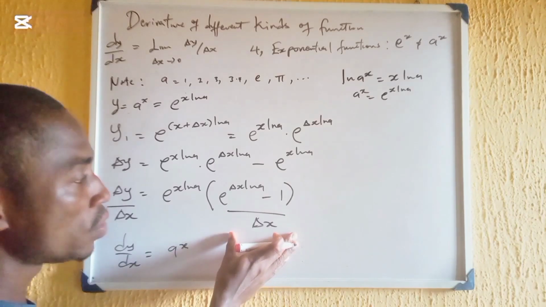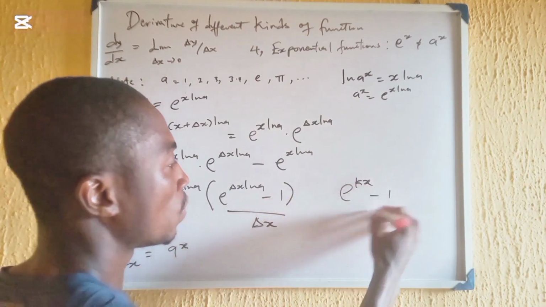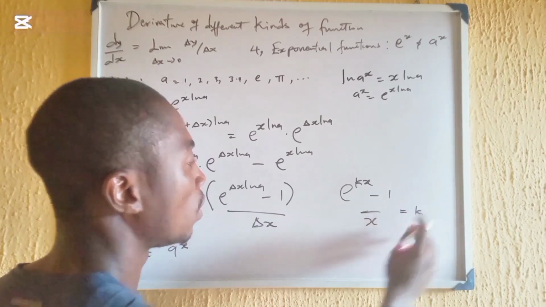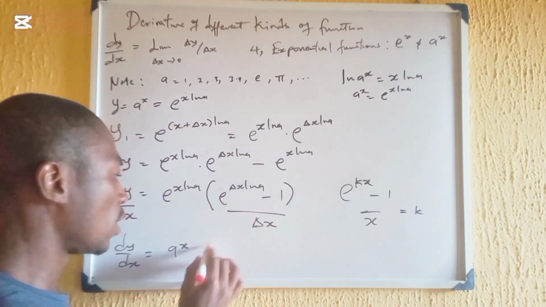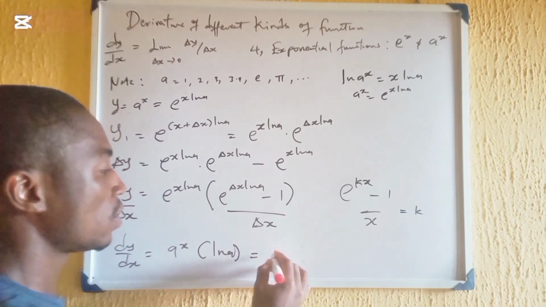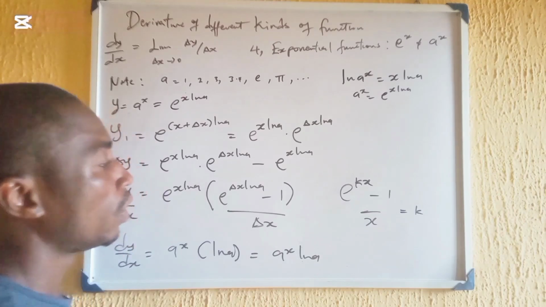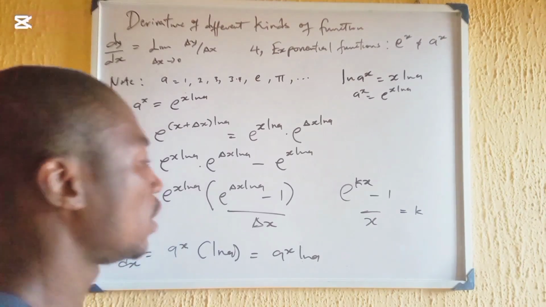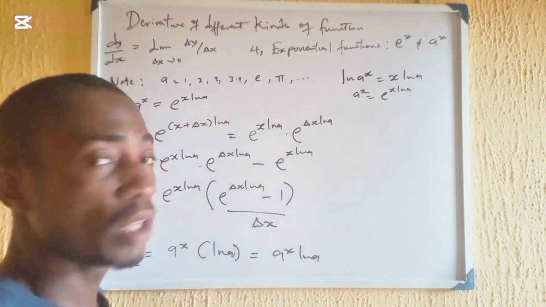Now what will be the limit of this guy? Remember that the limit of e to the power kx minus 1 over x is equal to k. Now we'll compare. What does it mean? That the limit of this guy is equal to ln a. That means dy dx is a to the power x ln a. Now, let's assume that a is e, because we said a can be e, a can be pi, a can be any number.